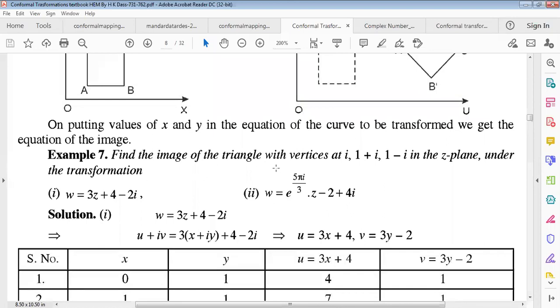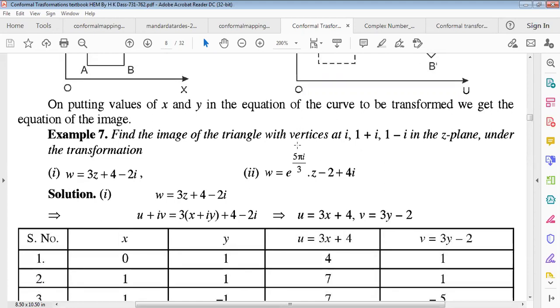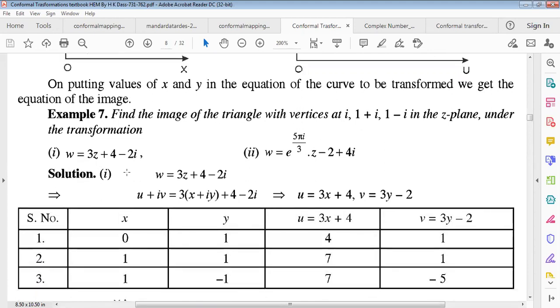Find the image of the triangle with vertices at i, 1 plus i, 1 minus i in the z plane under the transformations given. Now for the first one, w equals 3z plus 4 minus 2i. In the w plane we can write u plus iv, and in the z plane x plus iy. So 3 into x plus iy plus 4 minus 2i.